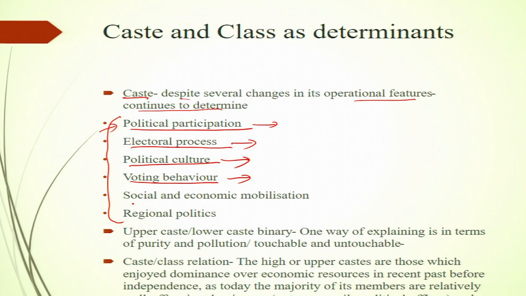Political parties are always well aware of the fact that different caste groups have different voting patterns, and thus it is important to manage the votes of different caste groups in different manners. Similarly, the social and economic mobilization in society is also largely shaped by the fact that the social and economic aspects of a particular caste and class will always contribute significantly in bringing people to the political processes and in terms of their active or passive participation.